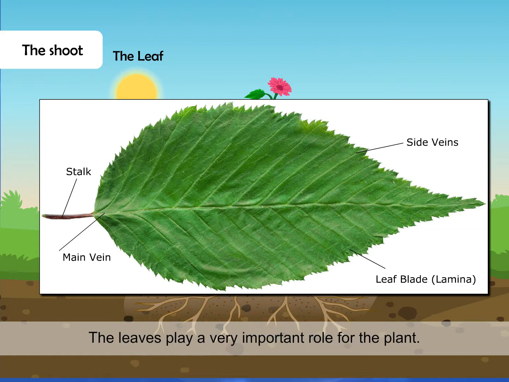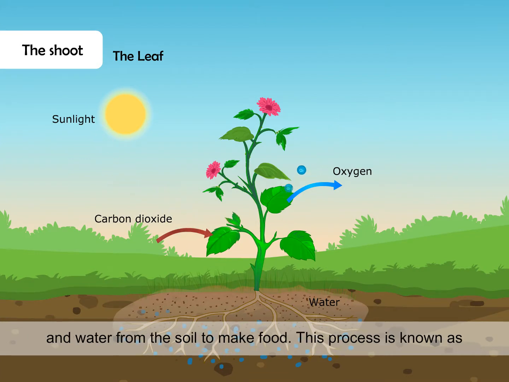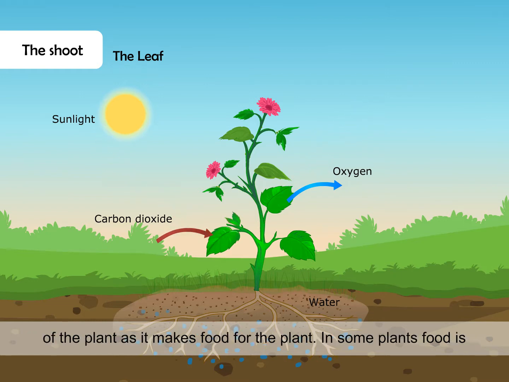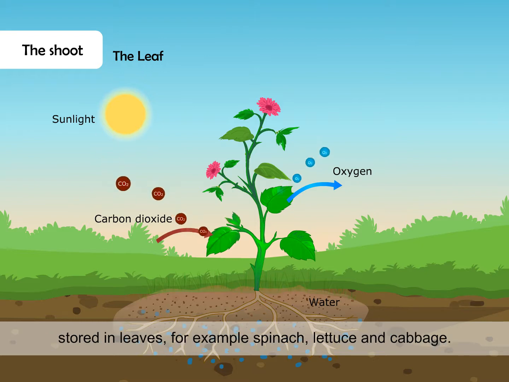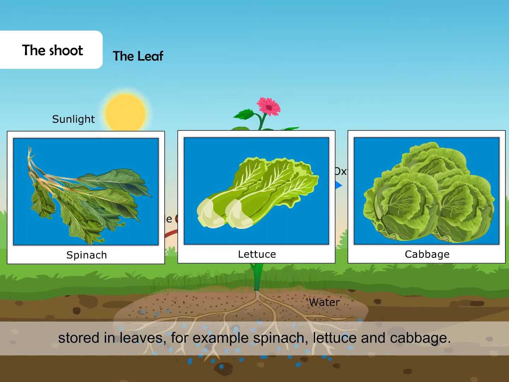The leaves play a very important role for the plant. Green leaves take sunlight from the sun, carbon dioxide from air, and water from the soil to make food. This process is known as photosynthesis. Thus, the leaf is called the kitchen or the food factory of the plant, as it makes food for the plant. In some plants, food is stored in leaves, for example spinach, lettuce, and cabbage.